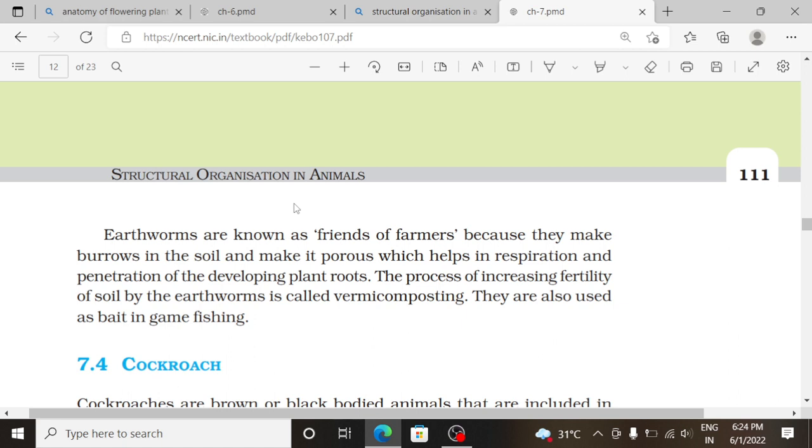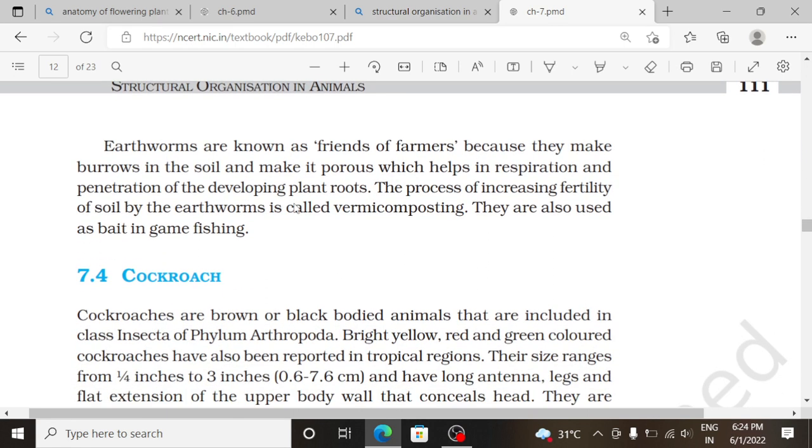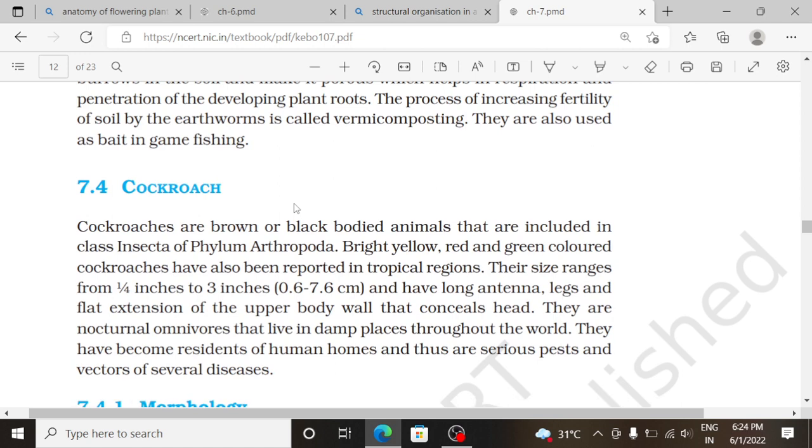Earthworms are known as friends of farmers because they make burrows in the soil and make it porous, which helps in respiration and penetration of the developing plant roots. The process of increasing fertility of soil by the earthworms is called vermicomposting. They are also used as bait in game fishing.